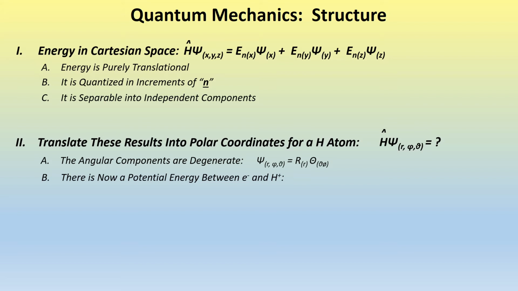So the full Hamiltonian is the kinetic energy, minus h squared over 8 pi squared m times the second derivative of the wave function, plus a Coulombic potential, minus e squared, where e is the fundamental charge, over 4 pi epsilon 0, where epsilon 0 is the permittivity of free space, times r, the distance between the electron and the nucleus.